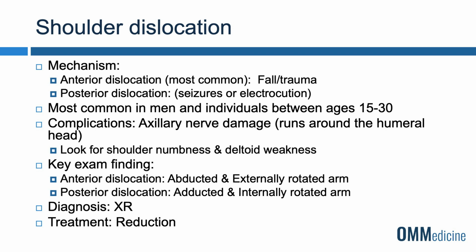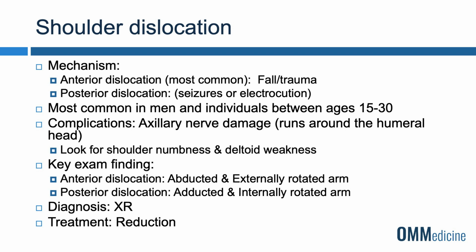And the most common cause of anterior dislocations are falls or trauma to the shoulder. So if you have an elderly patient, it would likely be a fall. And if you have a younger patient, maybe they're playing sports or football and they get hit, then we would suspect that trauma was the major cause of the shoulder dislocation. And posterior dislocations are more common in patients who have spastic movement of their shoulders, so people who may have seizures or epilepsy, or those who were electrocuted.